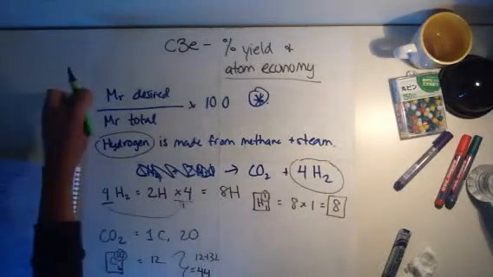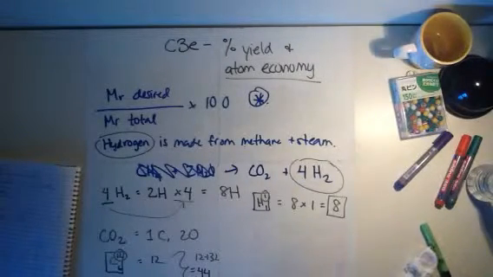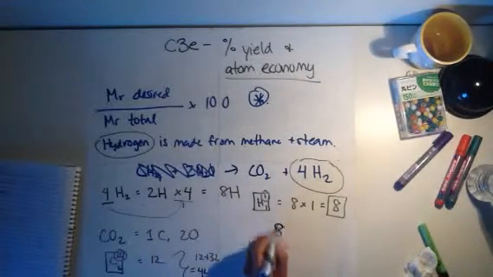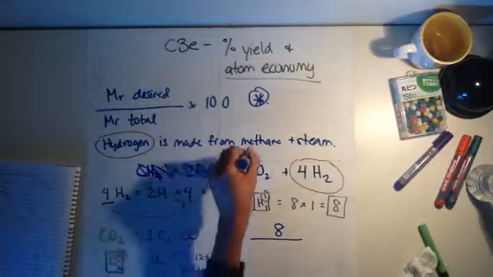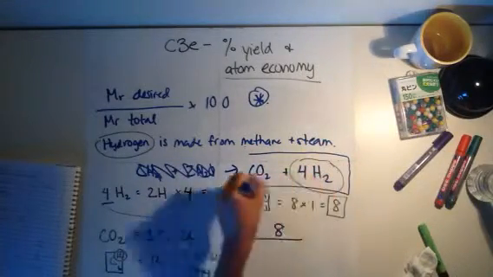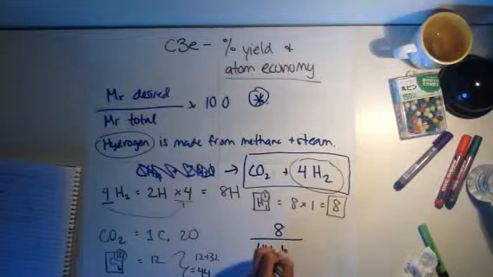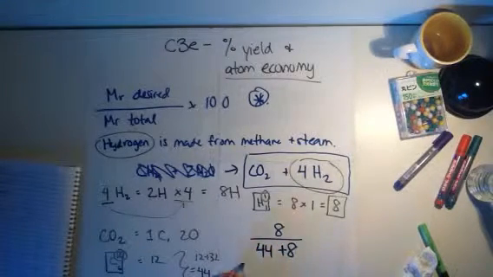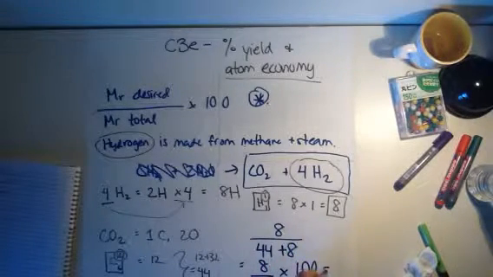Now we just plug it into the formula. Our desired is hydrogen, so 8 divided by the total. So the total is going to be carbon dioxide and hydrogen together. So that's going to be 44 plus 8. So that's going to be 8 divided by 52 times it by 100. And the atom economy for hydrogen in this example is 15.2%.